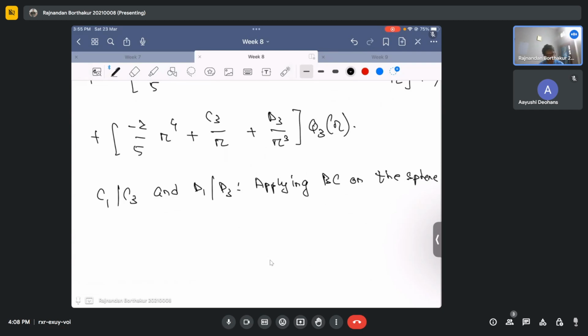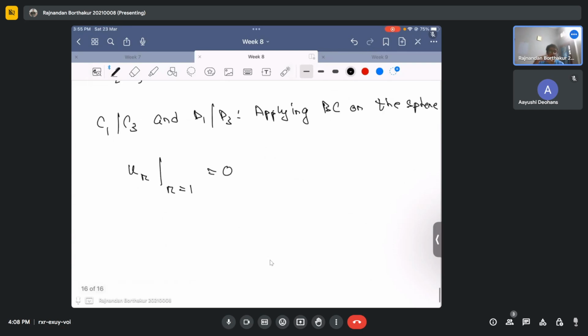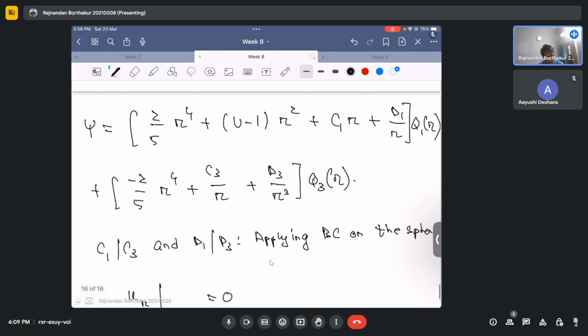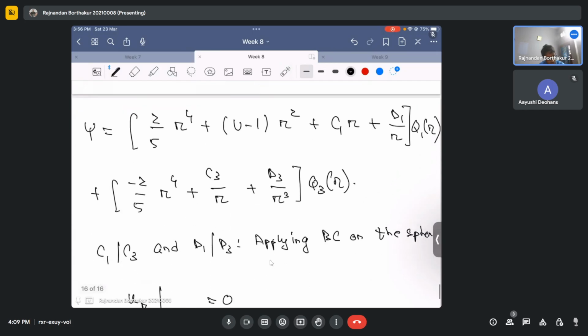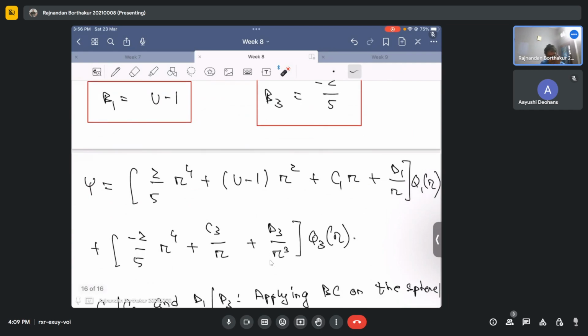All right. So now if I apply the no penetration boundary condition, it gives us what? It gives us that u r, that is the radial velocity at r equal to 1 is 0. And if you write the radial velocity in terms of the stream function, you can directly write that del psi by del eta, you can just check out the math, at r equal to 1 is 0. Which means what? Which means you just need to apply this at r equal to 1.